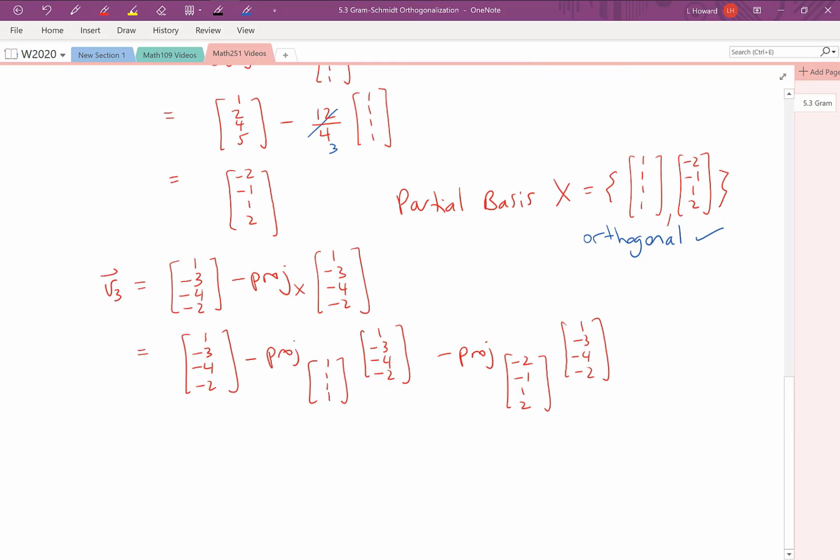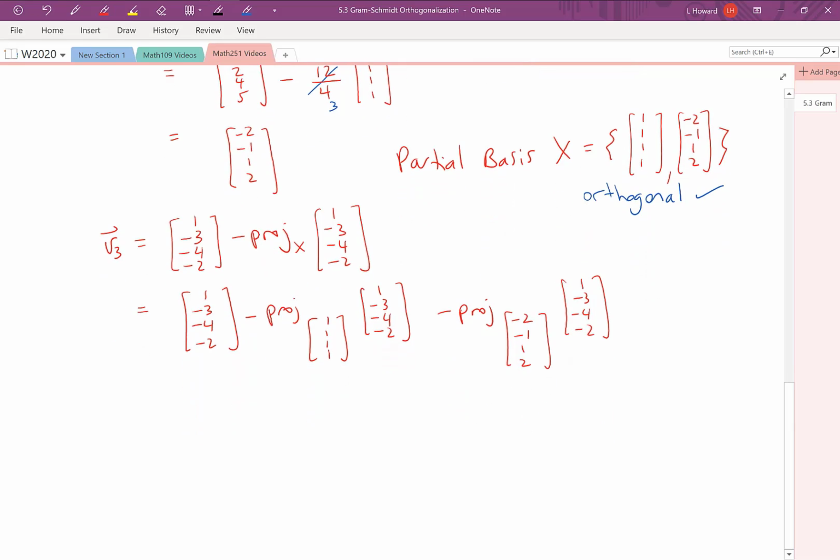Okay, so basically what this is doing geometrically is we're starting with this vector, this guy here. We're taking off any part of it that goes parallel to 1, 1, 1, 1, and then we're taking off any part of it that goes parallel to minus 2, minus 1, 1, 2. And what that's going to leave us with is something that is perpendicular to both of those previous two basis vectors. Okay, so let's try it, and we'll convince ourselves that this works.